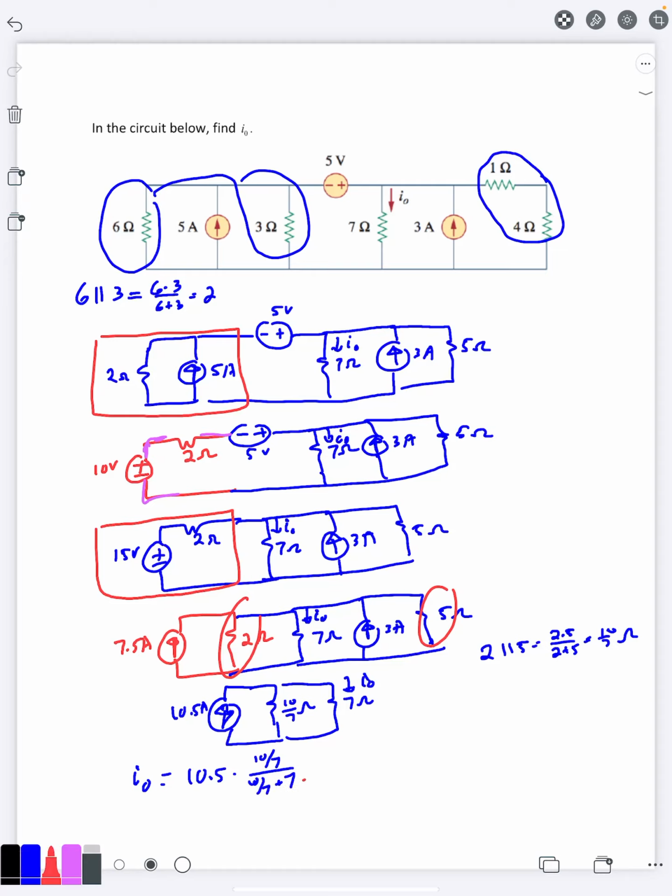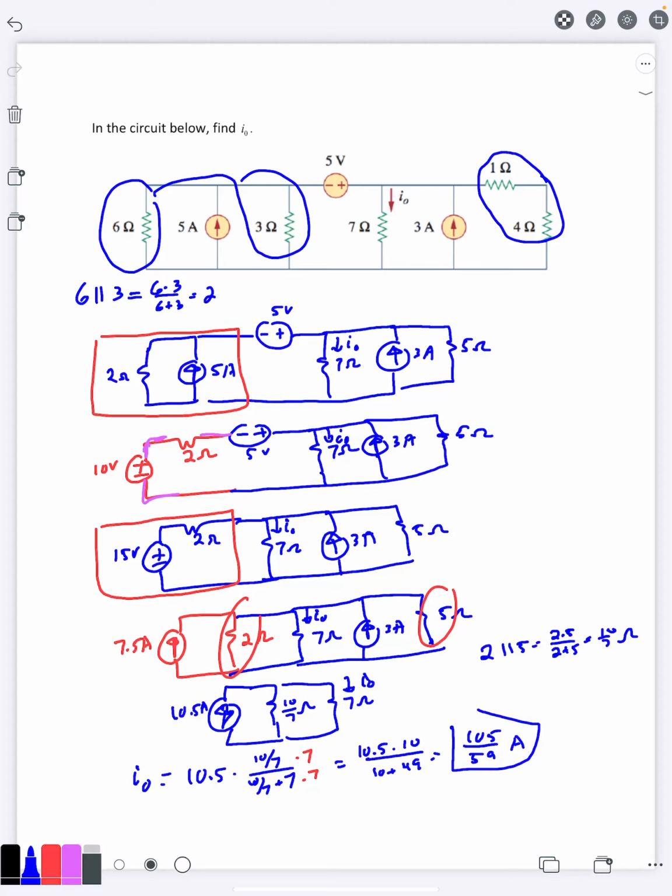If I want to simplify this a little bit here, I'll go ahead and divide over top and bottom by 7. This is 10.5 times 10 over 10 plus 49. It's going to be 59. So I'm going to have 105 over 59 amps. And that's my I naught. Now notice this did take a while here.